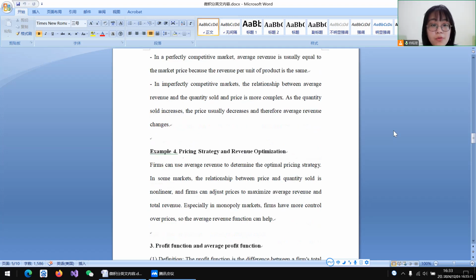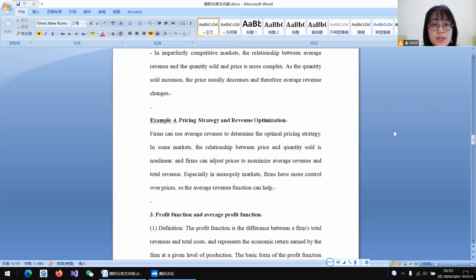So we can show our fourth example, pricing strategy and revenue optimization. Firms can use average revenue to determine the optimal pricing strategy. In some markets, the relationship between price and quantity sold is non-linear, and firms can adjust the price to maximize average revenue and total revenue. Especially in monopoly markets, firms have more control over prices, so the average revenue function can help.